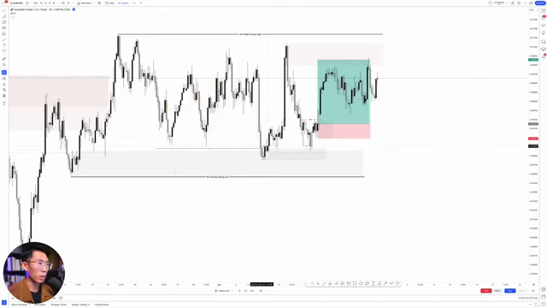Now when that happened, I have my sweep zone actually right here. So within this flip zone right here, there is a sweep zone. A sweep zone is basically a zone that swept liquidity. So this is a zone that swept liquidity that we have on the left hand side.